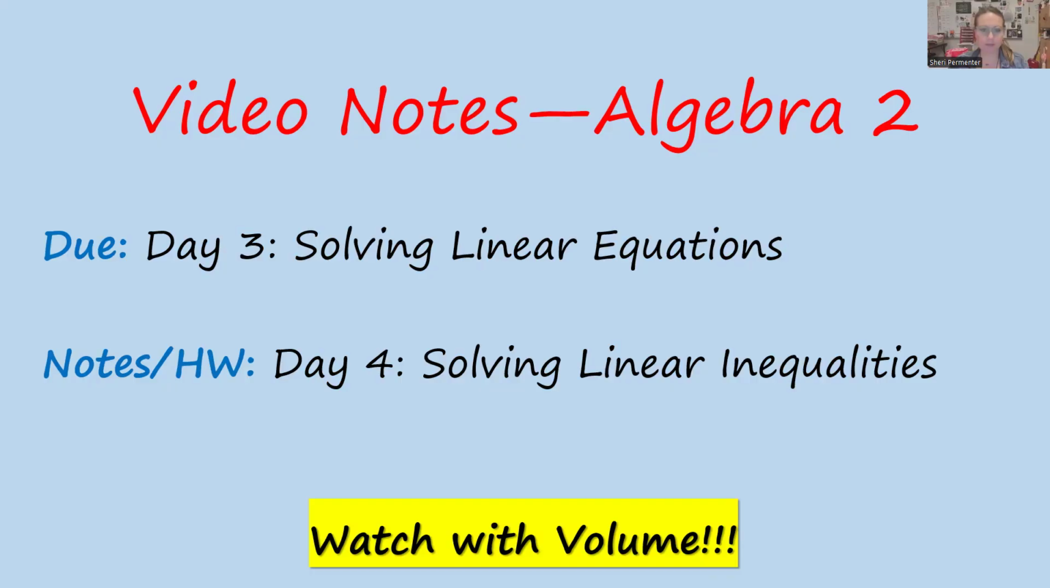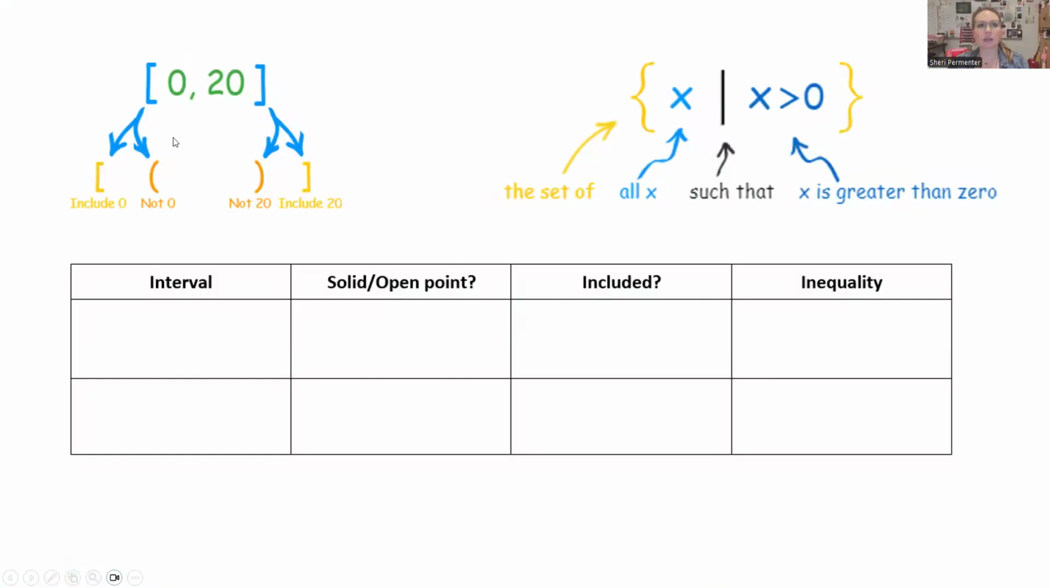We're going to start our notes for day 4. And so what you'll notice is that you've got these symbols. We've learned how to do intervals, and then we're also going to do some inequalities today. So when we talk about intervals, we have 2 different kinds of symbols that we use.